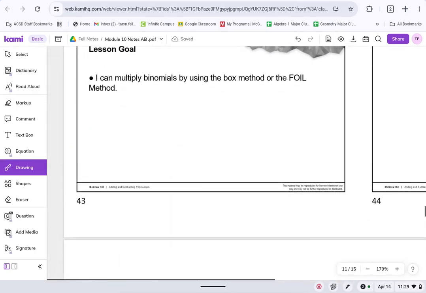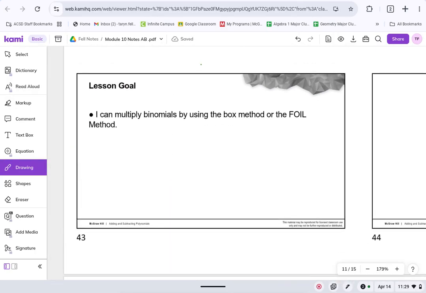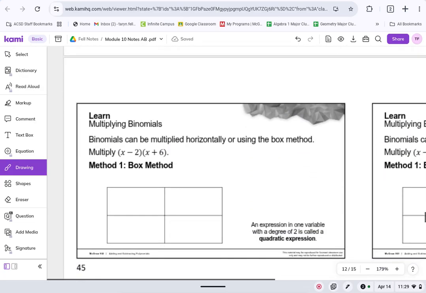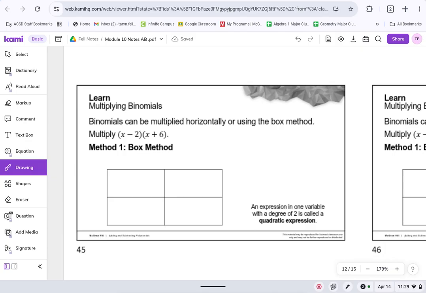Our goal today is to be able to use the box or the FOIL method. Again, the keyword is or. So when we learn how to multiply today, if there's one that you prefer over the other, please use that. So on slide 45, we have our first example.